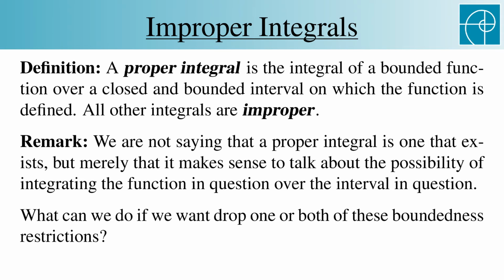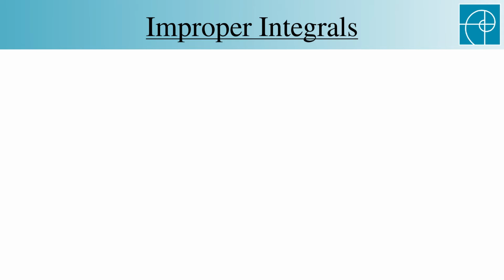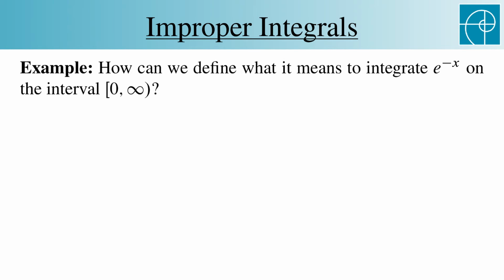What can we do if we want to drop one or both of these boundedness restrictions? Let's look first at the case of integrating over an infinite interval. Suppose that we want to define what it means to integrate e^(-x) on the interval from 0 to infinity. We need to reduce this to something we can handle, which means a finite interval. So let's look at the integral on the interval from 0 to 5.